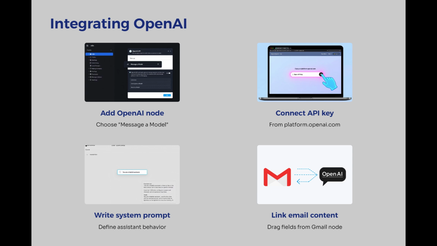Under System Prompt, describe how the assistant should behave. Example, you are a helpful email response agent. If the email is urgent, draft a quick, professional reply and ask for more details. Then, pull in the actual email content dynamically using drag and drop from the Gmail node. From to subject body. This way, the AI will analyze each message contextually.